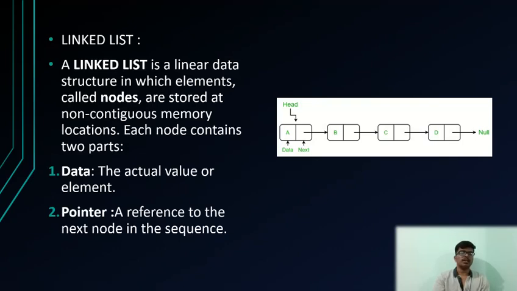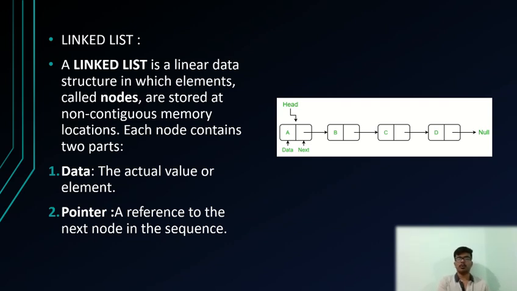Now let's know what is a linked list. A linked list is a linear data structure in which elements are stored in nodes, not stored at contiguous memory locations. Each node contains two parts: data, the actual value or element, and a pointer, a reference to the next node in the sequence. Here, a linked list consists of nodes.